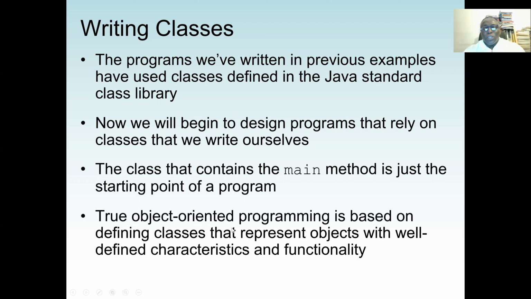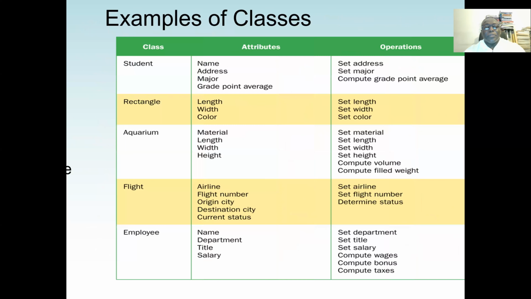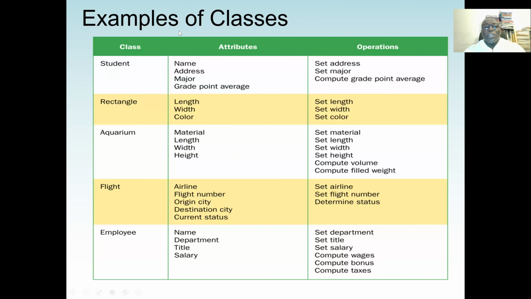True object-oriented programming is based on defining classes that represent objects with well-defined characteristics and functionality. Examples of object-oriented programming languages are Java, C++, Python, and the list goes on. So these are some of the examples of a class.